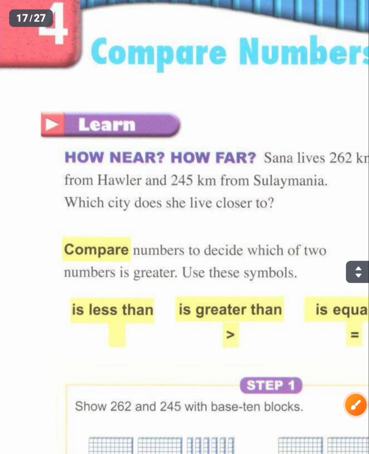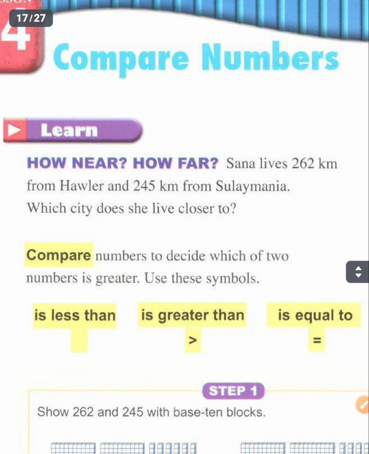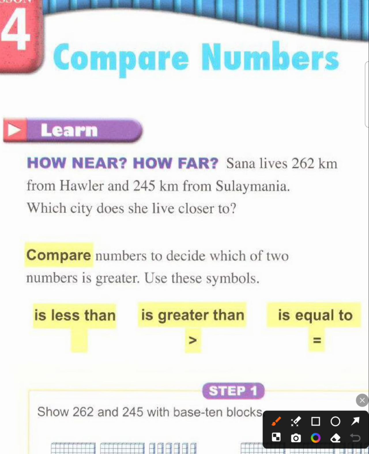So we have here a small example. How near and how far? Sana lives 262 kilometers from Hawler and 245 kilometers from Suleymania. Which city does she live closer to? So what does it mean to compare numbers? Compare numbers means to decide which of two numbers is greater.